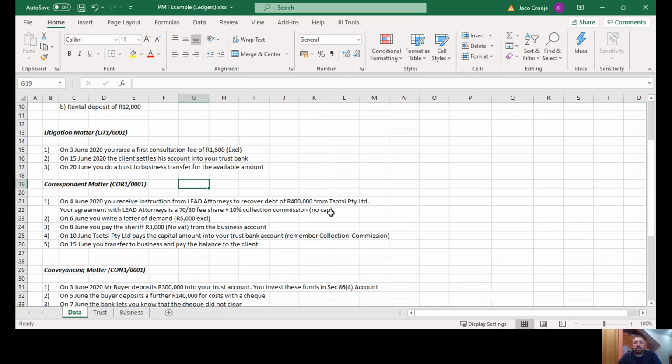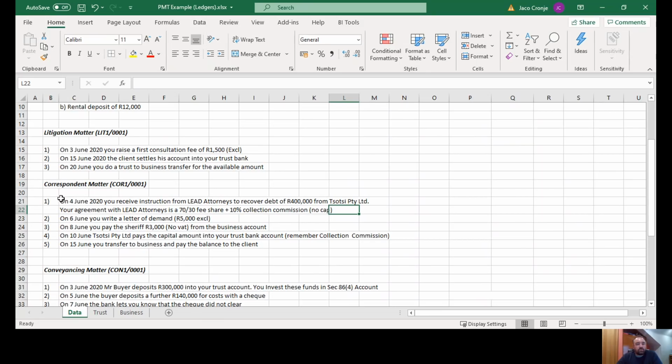In real life, there's a cap of 10% up to the value of 1,000 Rand. In real life also, normally these fee shares are a third, but in the assignment, they specifically say a 30% fee share. So don't just divide the amounts by 3, then you're going to come out on the wrong amount. Make sure that you times by 30% to give them their allowance.